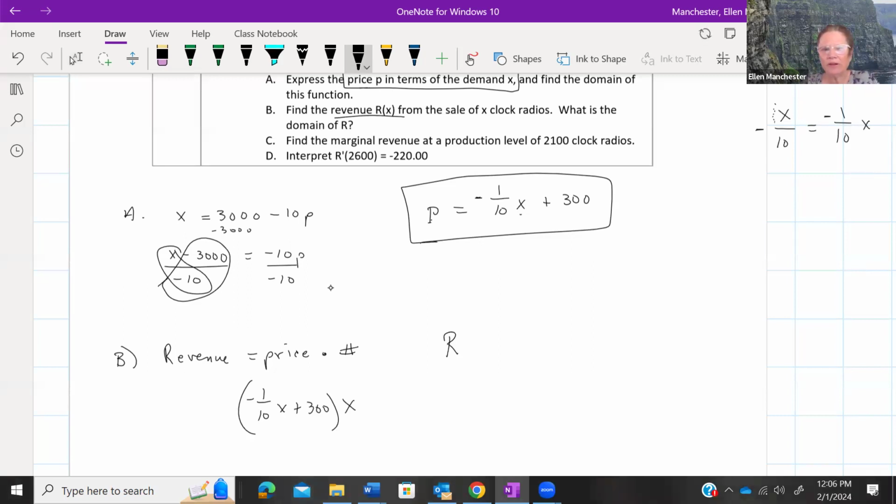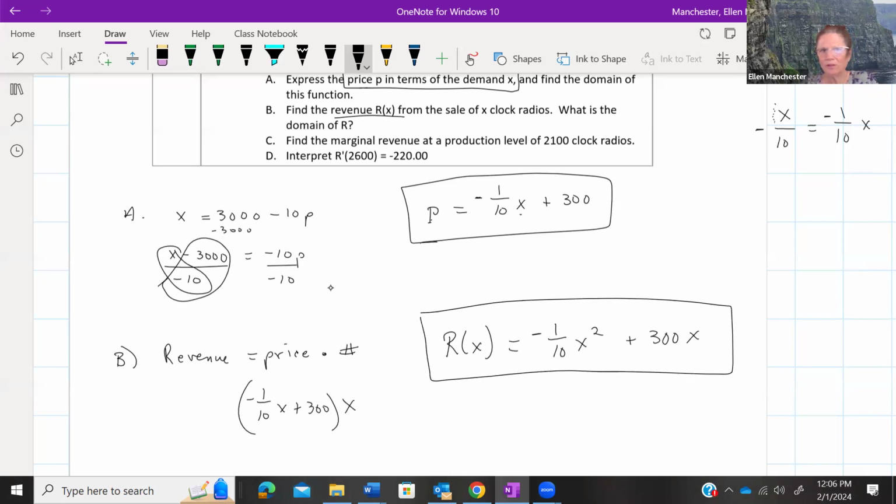So my revenue function is X times negative 1/10 times X, which is negative 1/10 X squared plus 300X. So there's my revenue function for the sale of X clock radios. And then the domain, right, this is just a polynomial. So my domain is all reals. I can plug anything in for X.